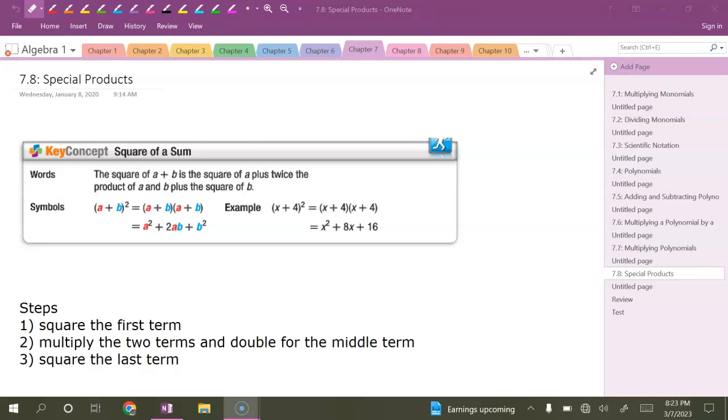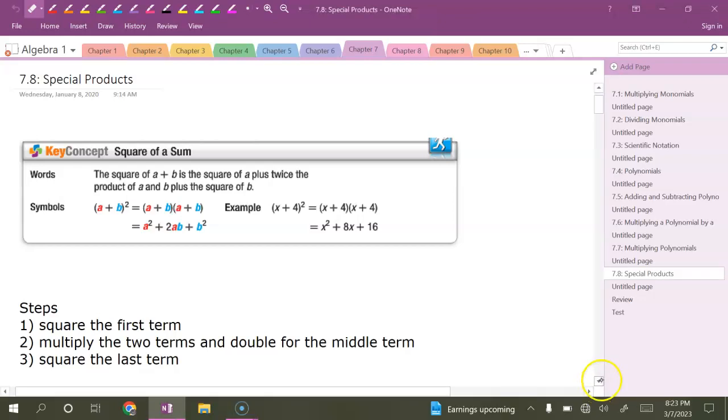Now specifically this first one's going to be talking about the sum. So they're all going to have plus signs. In a little bit we'll talk about the one that I just said with the minus sign and how that is just slightly different than the sum. The rules are fairly simple when you're doing these types of problems.